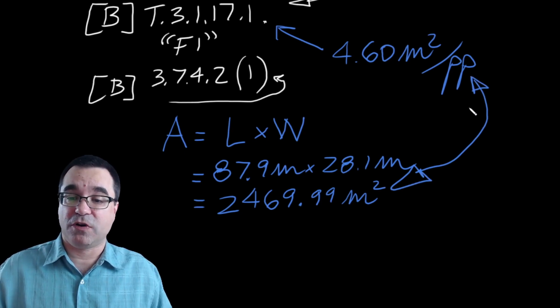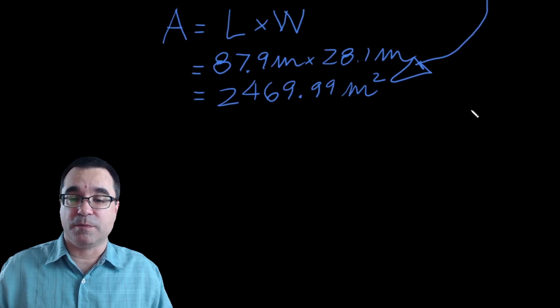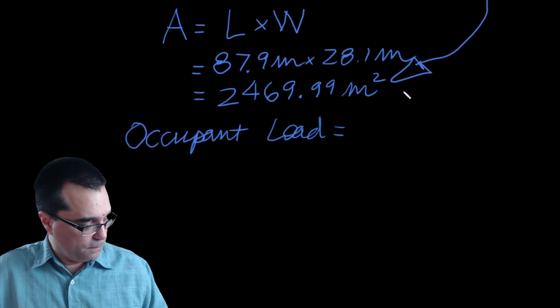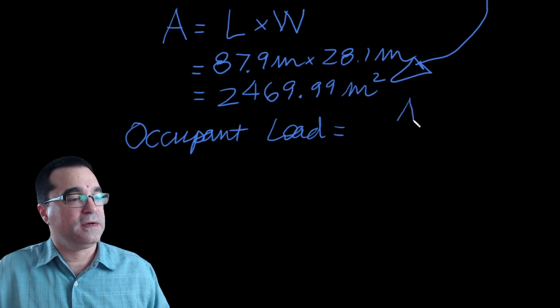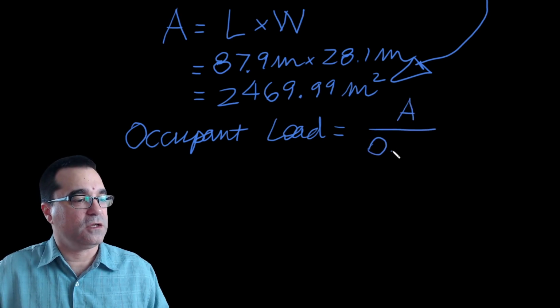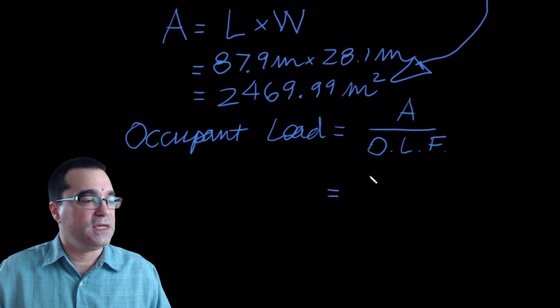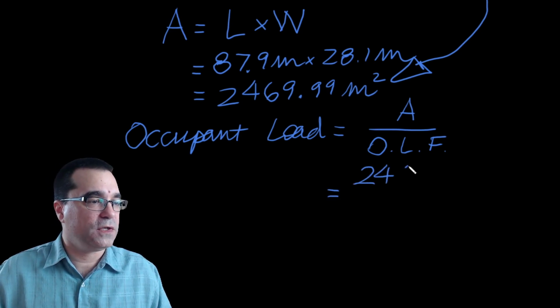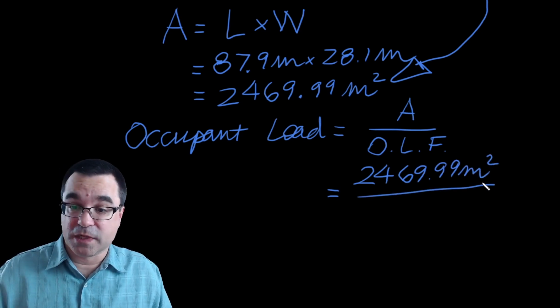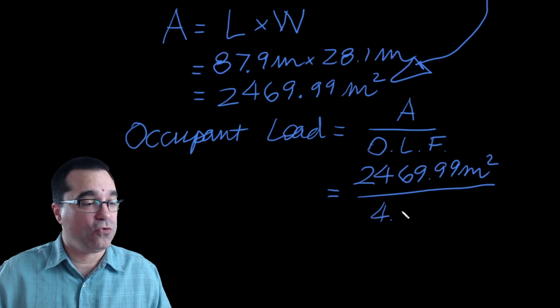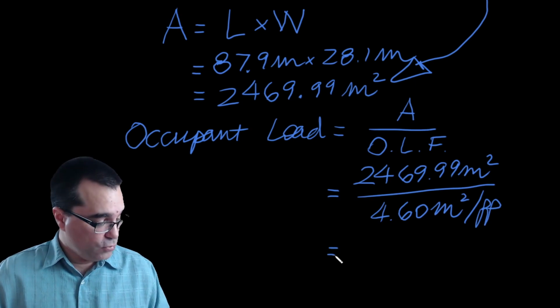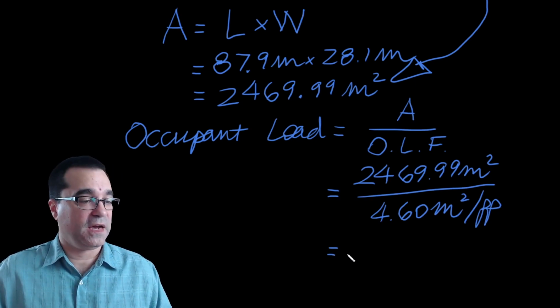Okay? And now I'm going to use these two quantities to figure out the occupant load. That is the number of people. So the occupant load is equal to the area divided by the occupant load factor. So the area is 2,469.99 meters squared. The occupant load factor we found from the table is 4.60 meters squared per person. So when I divide these two numbers, best 2 out of 3, I get this number.